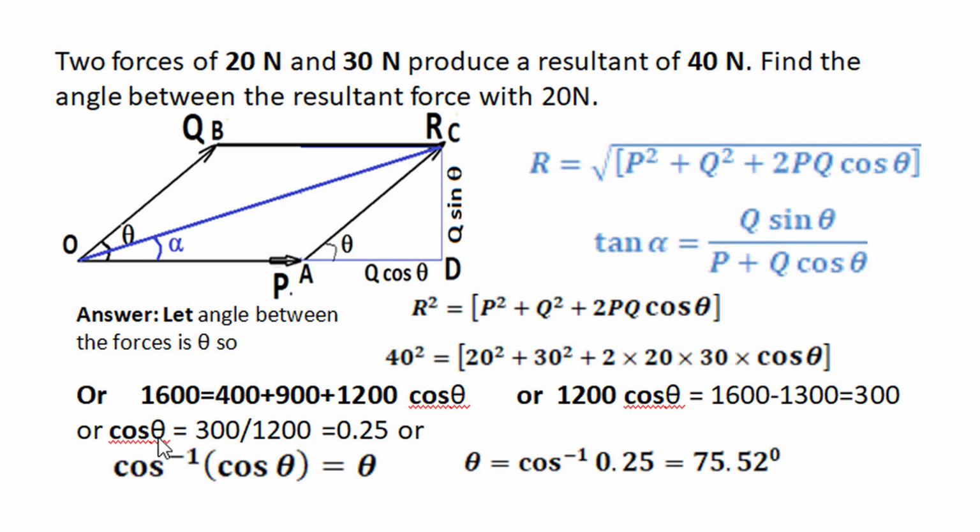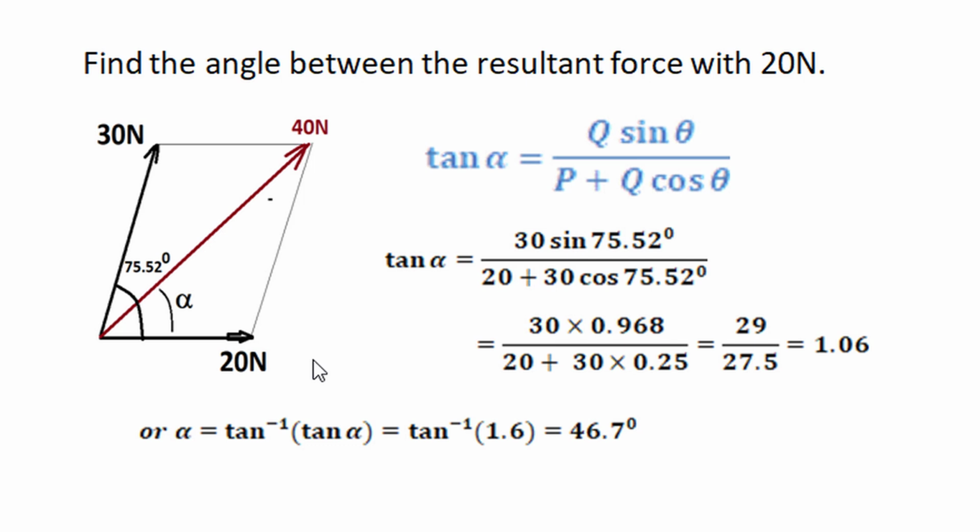From cos theta we can find out theta simply by the cos inverse of cos theta. When inverse functions operate one after another, the result is the first parameter on which the first function is operated. So cos inverse cos theta is theta. So theta is cos inverse of cos theta, and value of cos theta is 0.25. So when 0.25 is cos inverted, theta comes as 75.52 degree.